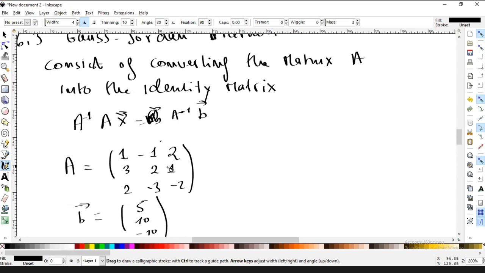When you make subtraction of lines and columns, the matrix becomes the identity and you're multiplying by A minus 1. When you multiply by A minus 1, you get directly your x. So x is equal to A minus 1 multiplied by b.